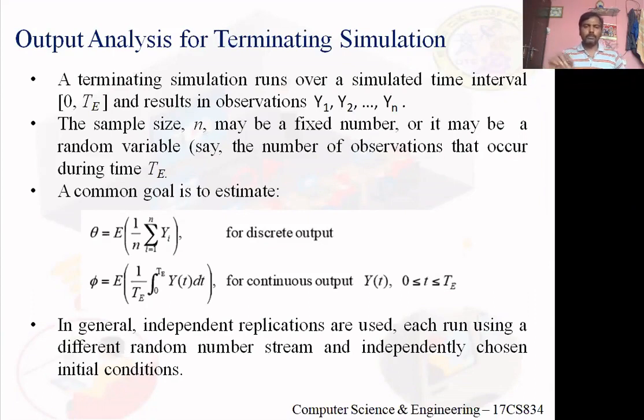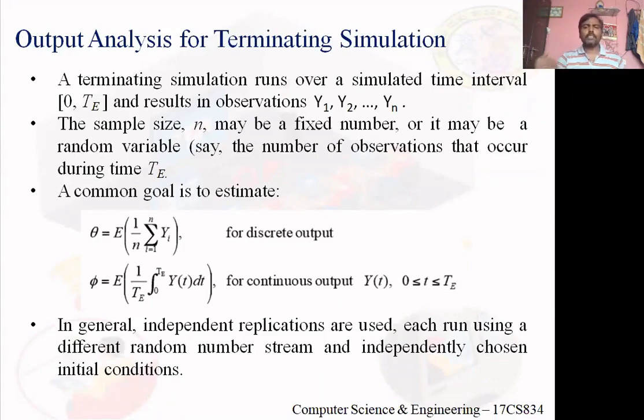So here, like y1, y2, yn, there is some other parameter, that is a function y of t. What y of t represents is the queue length. It represents the queue length of customers at time t. I repeat, y of t represents queue length of customers at time t. Got it? Clear?